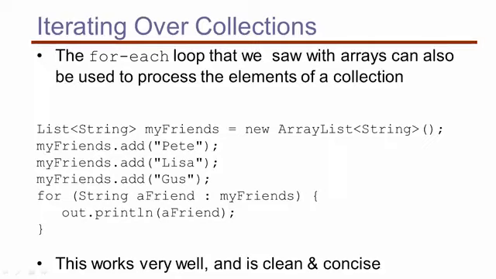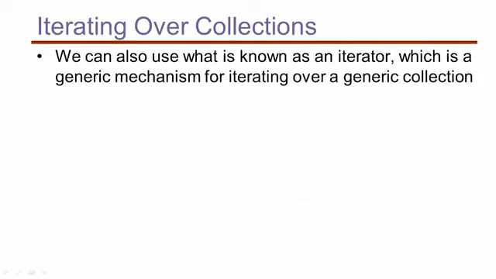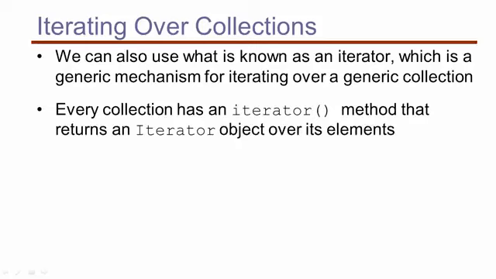But there is a limitation for using the for each loop in that they are read-only, and they do not allow you to modify the collection while you are iterating over it. The third way to iterate over a collection is to use an iterator. An iterator is a mechanism for iterating over a collection in a generic way. All collections contain a method named iterator, which returns an iterator object for that collection.